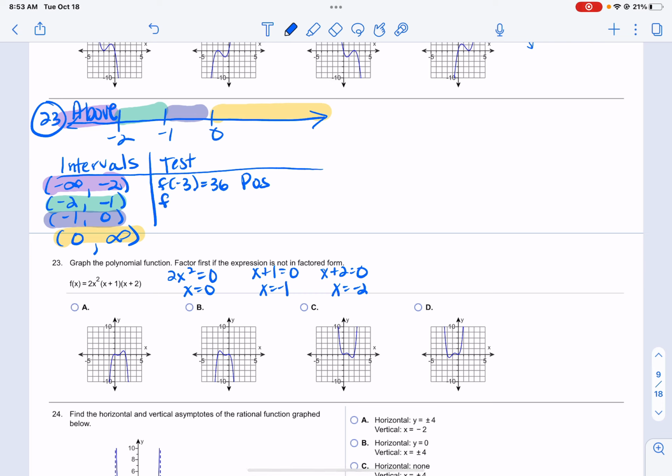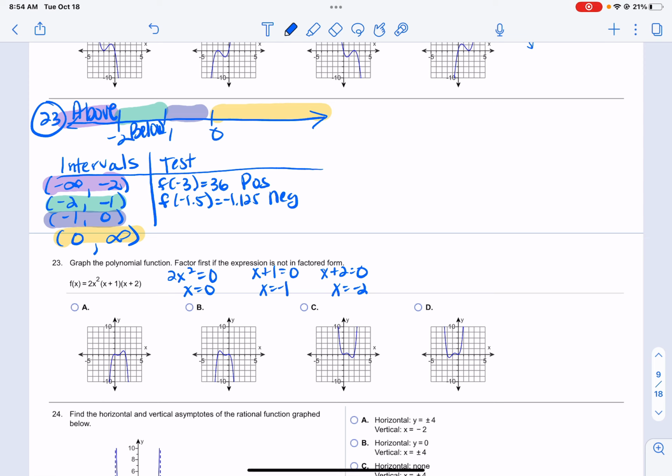Pick a test point between -1 and -2. I'm going to pick -1.5. And I get -1.125. It's negative. So that means the graph is going to be below the x-axis in that interval.